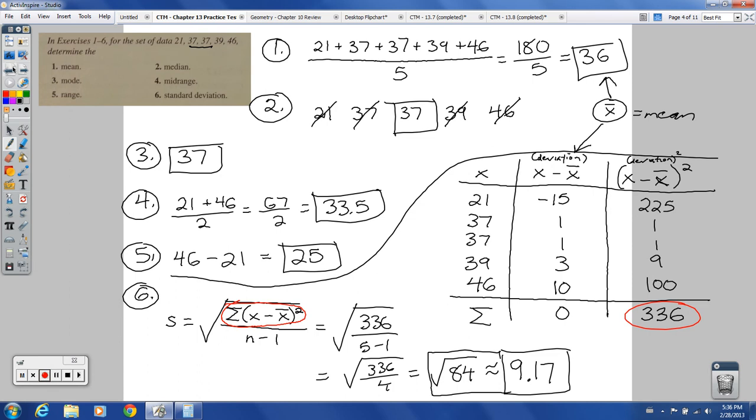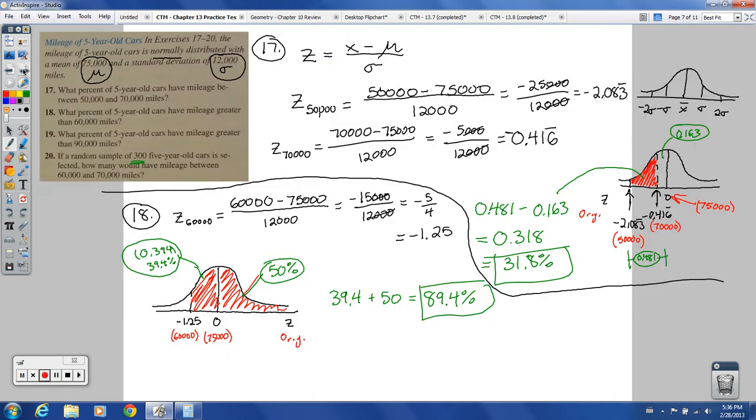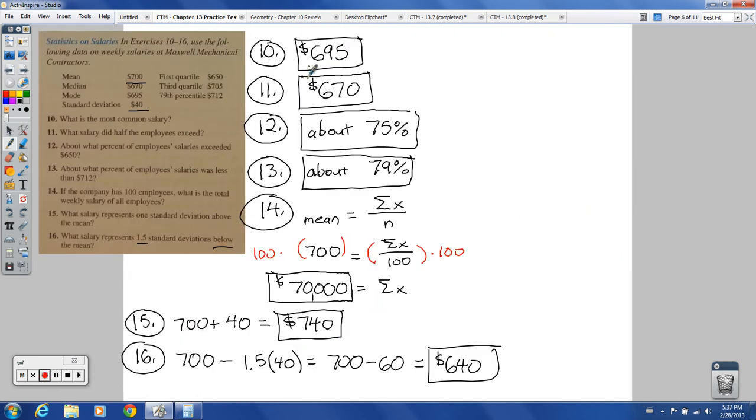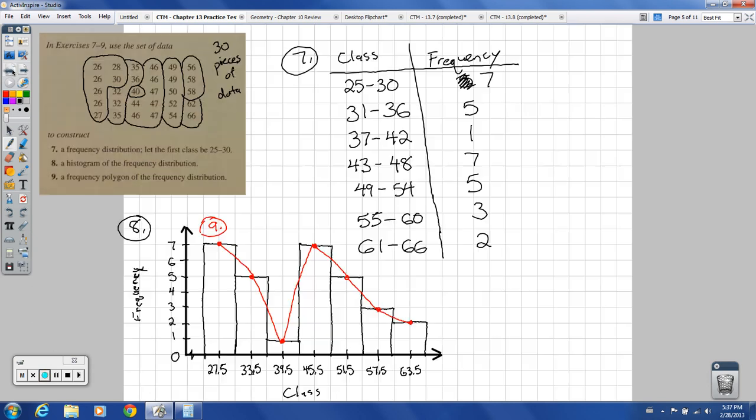These ones, 1 through 6, are super fast to figure out, and most of these values as well. But expect your test to look something similar to this. There might be some different questions that we talked about in the notes or in the book that come up, but for the most part, it will look very similar to this.